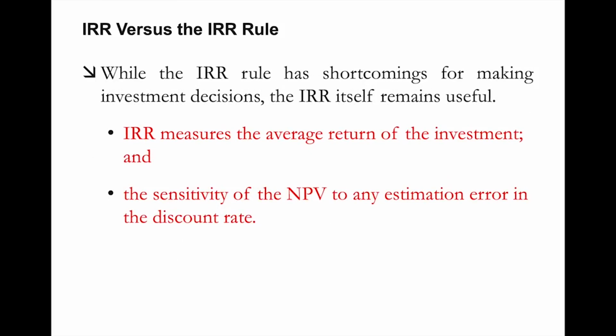So this slide nicely summarizes the internal rate of return and the internal rate of return rule. So the IRR at the end of the day really measures the average return of the investment. And it really gives us an idea as to the sensitivity of the net present value to any kind of estimation error in the discount rate. So what's the chance of us being wrong, and what will happen to the net present value if we are wrong?